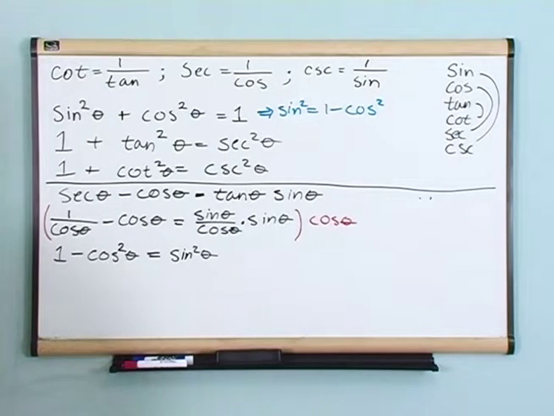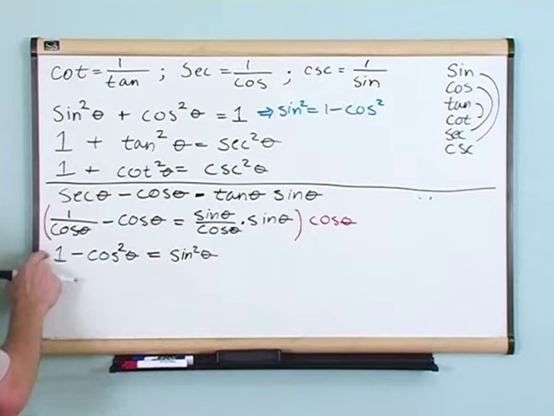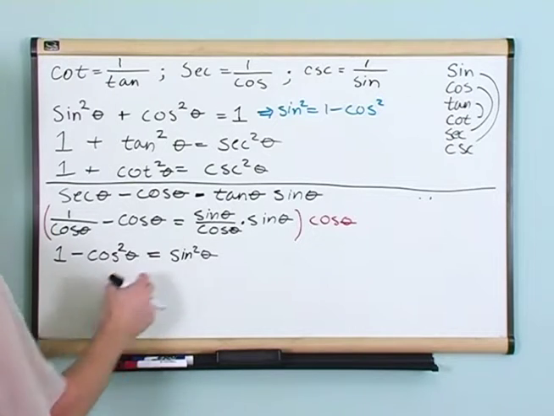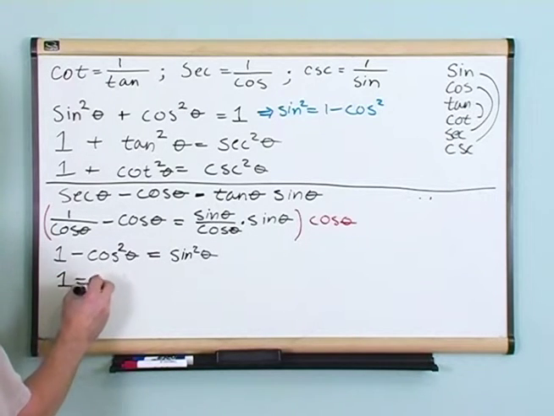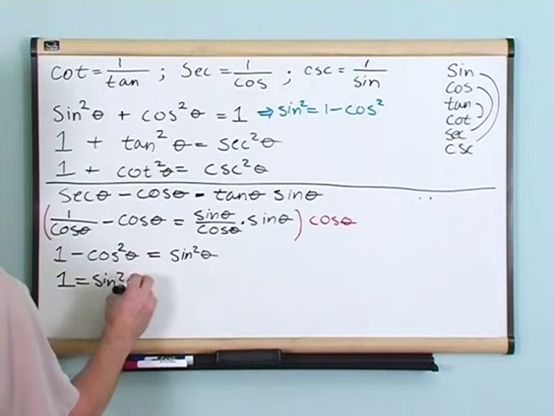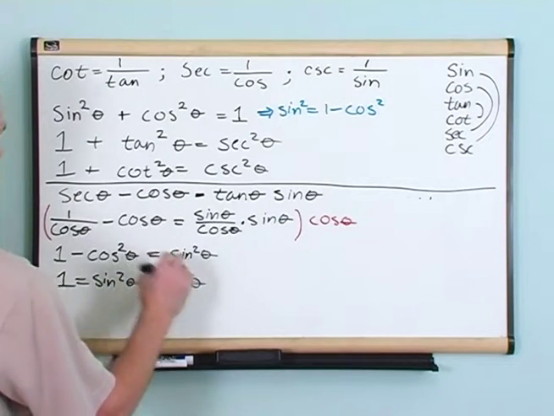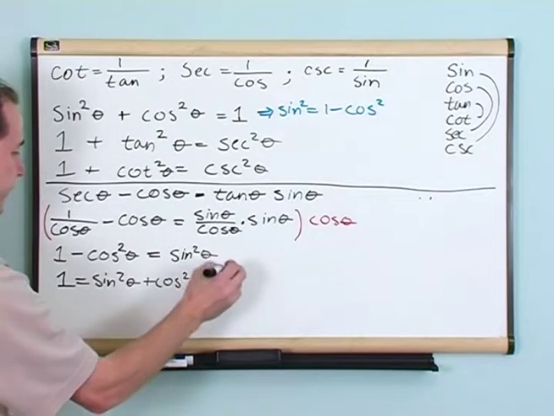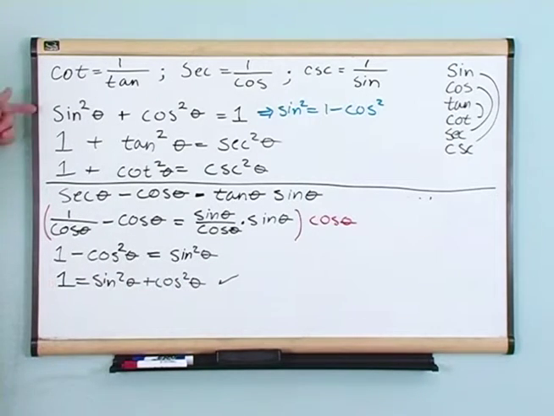Now, this is starting to look a good bit like this right here, so I'm just going to move this cosine over here. I'm going to have 1 is equal to sine squared theta plus cosine squared theta. And then you're finished, because what you've done is you ended up at a place where you've basically proven that the term you started with is equal to a known trigonometric identity that's already proven. So then you can stop there and say, I know this is true, so therefore I know the first part is true.